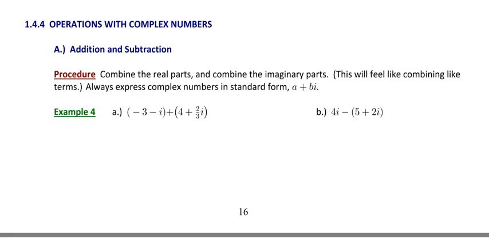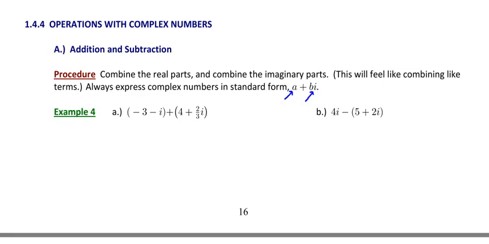To add or subtract complex numbers, the procedure is simple. Combine the real parts and combine the imaginary parts. This is going to feel just like combining like terms. Remember to always express your complex numbers in the standard form a plus bi. That is, keep the real part separate from the imaginary part.